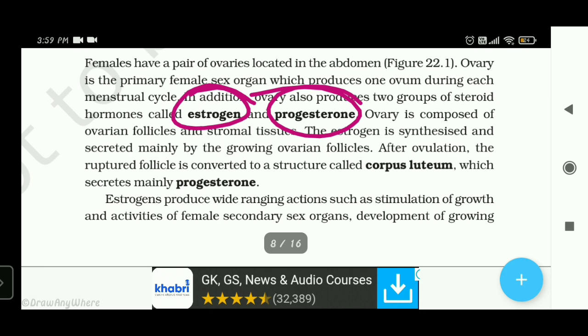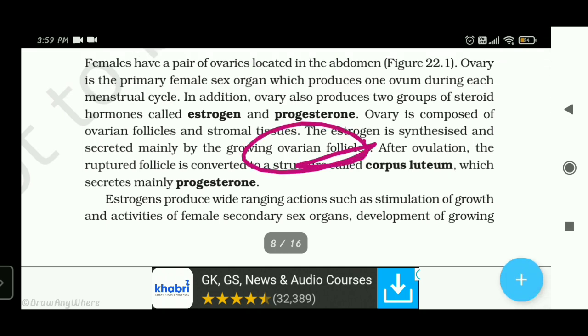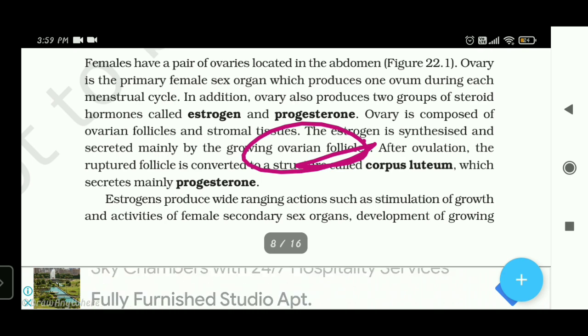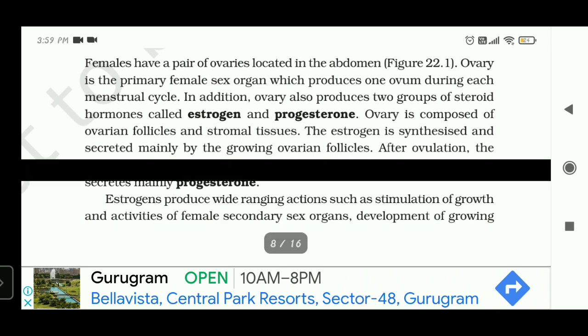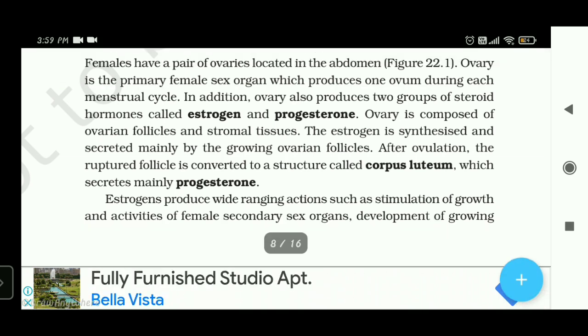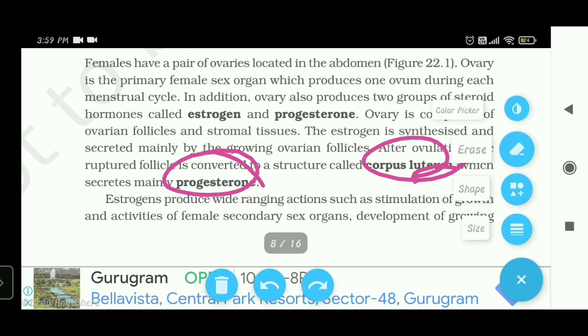It is composed of ovarian follicles, or we can say the stromal tissue, and it is synthesized and secreted mainly by the growing ovarian follicles. And after ovulation, this follicle will get ruptured and will be converted to a structure which we call corpus luteum, which secretes the hormone which we call progesterone.